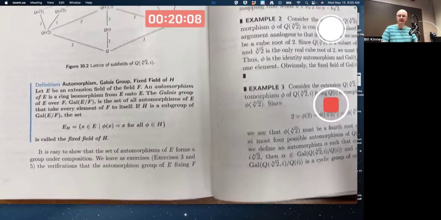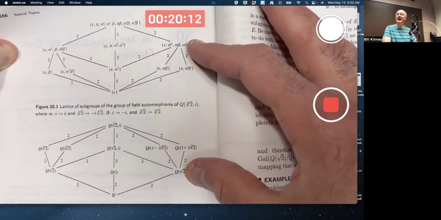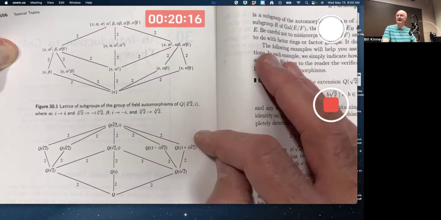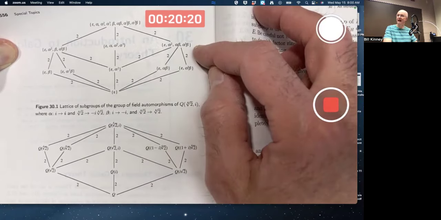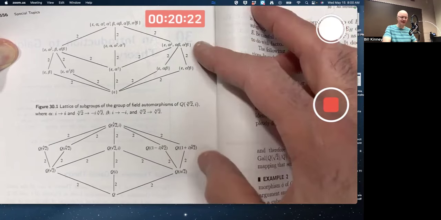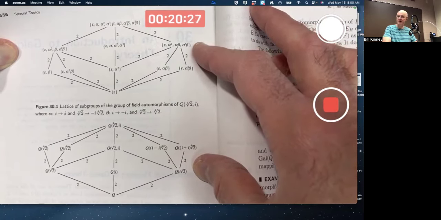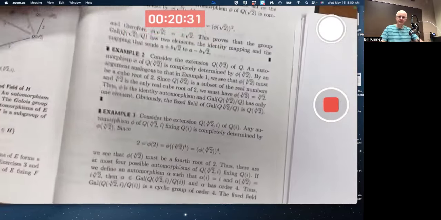By the way, the beauty of Galois theory is supposed to be in these diagrams, these lattice diagrams. This one is a lattice or tower of fields. This one is a subgroup lattice for a Galois group. There are interesting relationships between these diagrams. That's the essence of the fundamental theorem of Galois theory. But let's look at some examples.